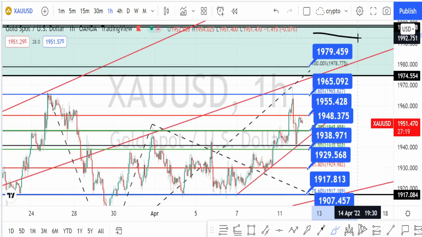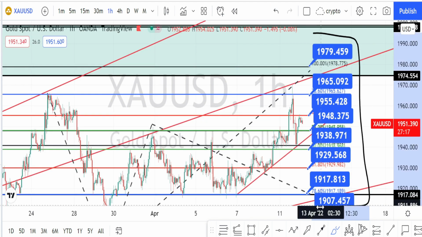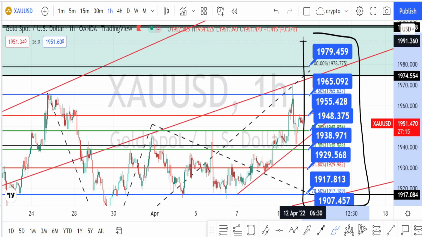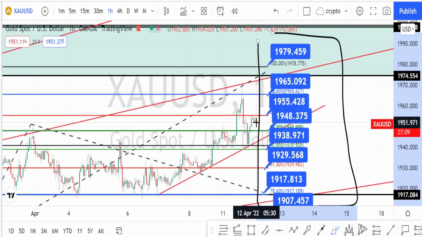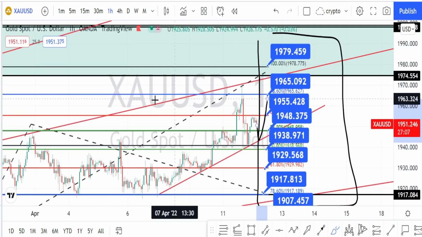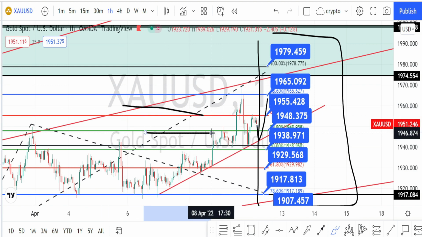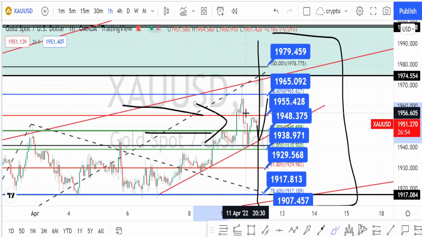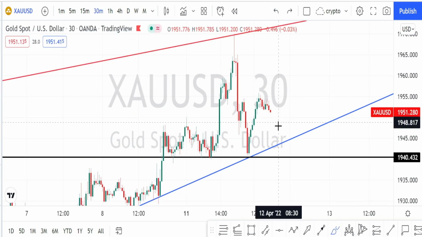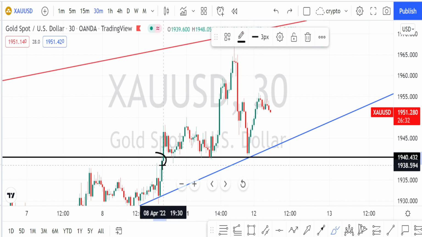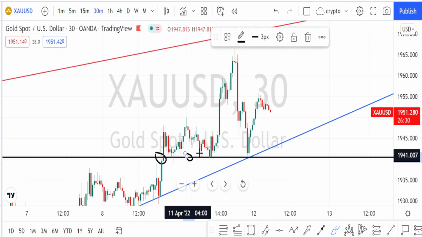So the values in blue color boxes are the resistance and support levels for hourly time frame. Currently the price action is in a bullish trend, but overall price action is in a range bound market and trading sideways. Let us do the analysis in 30 minutes time frame. I am in 30 minutes time frame now. In 30 minutes time frame also I have drawn a support line which is around 1940.